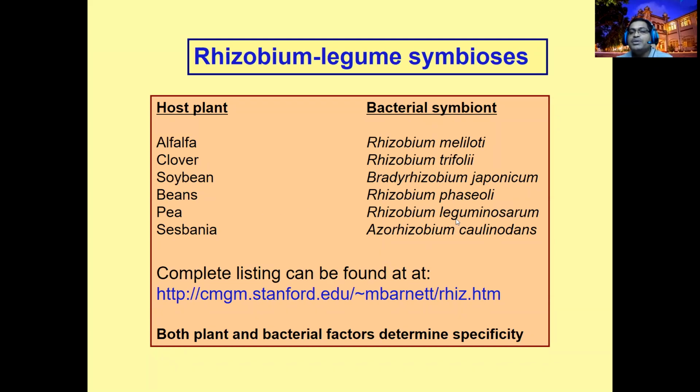Pea, Rhizobium leguminosarum. Leguminosarum is common for all legumes, but pea is also here. Sesbania, the associated bacteria is Azorhizobium. We call it Azorhizobium caulinodans. Clover, Rhizobium trifolii, and different crops, Bradyrhizobium japonicum in soybean, right?